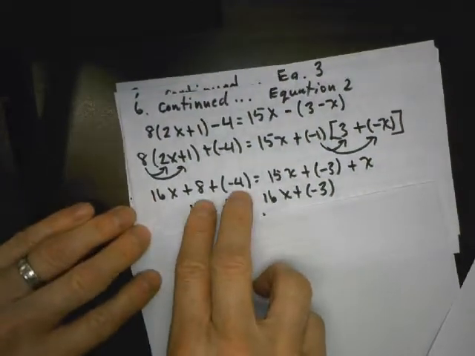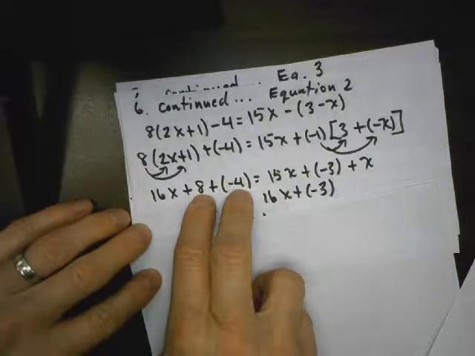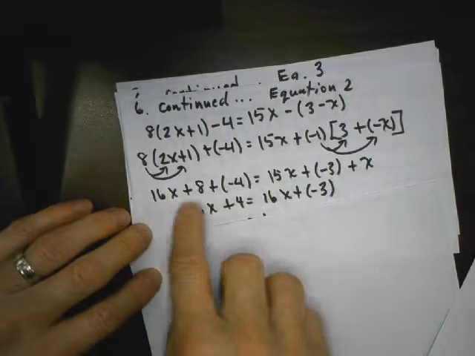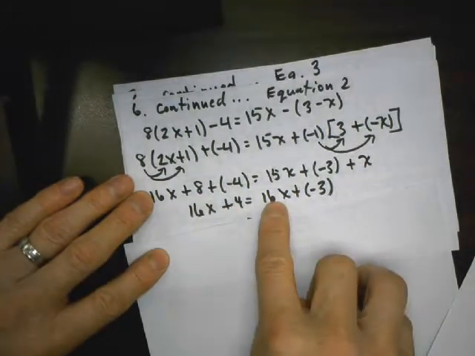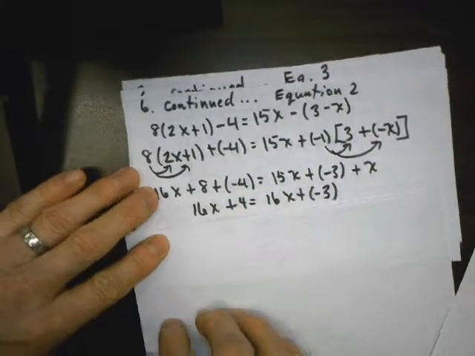On this side, I add constants to constants. I do not add constants to x's. So 8 plus negative 4 is 4. There are no more positives than negatives. Over here, add my two x's together, and I can stop. Both sides are simplified. Stop.